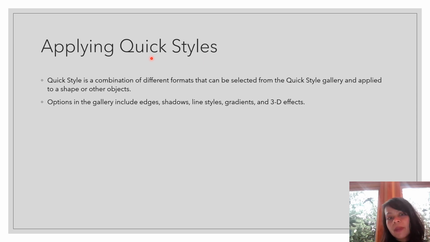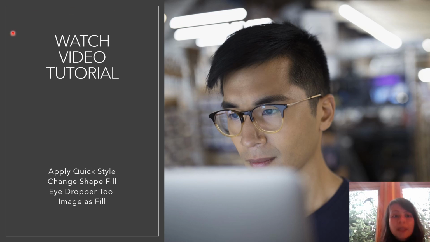A quick style is a combination of different formats that can be selected from the quick style gallery and then applied to the shape or other objects. So options in the gallery include things like edges, shadows, line styles, gradients, and 3D effects. So please watch the video tutorial on applying the quick style.